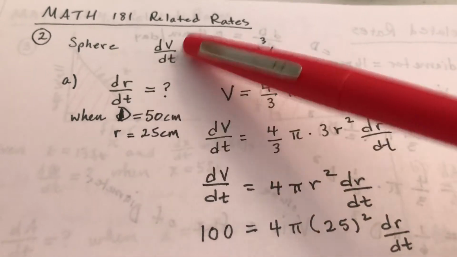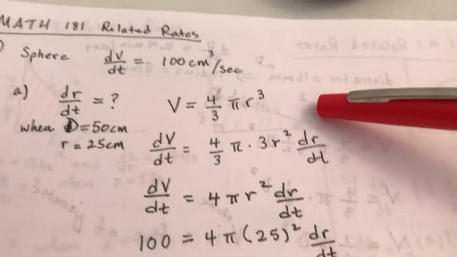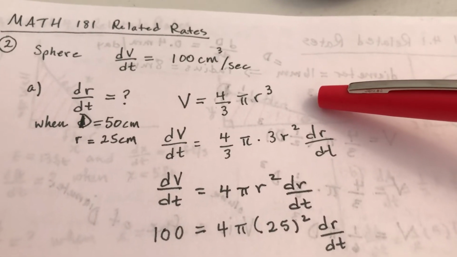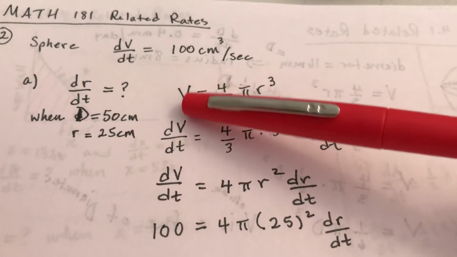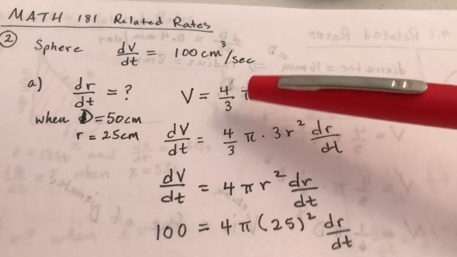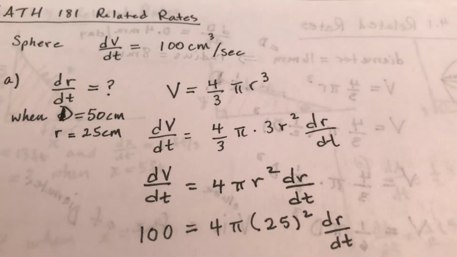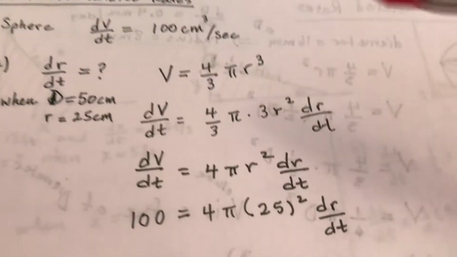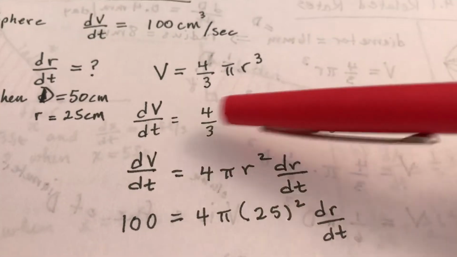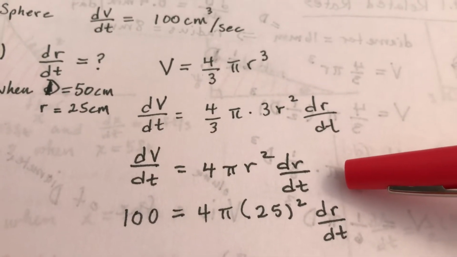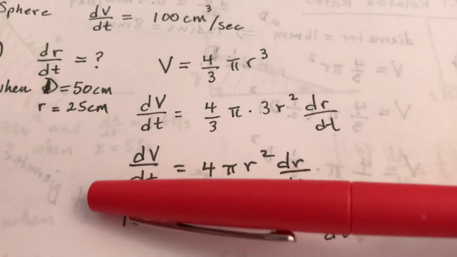So the relationship between V and r, I'm going to use the 4/3 pi r cubed this time, and take the derivative. Your dV/dt is equal to 4/3 pi as a constant times 3r squared dr/dt. And I cancel the 3's and I got 4 pi r squared dr/dt. And now there's the relationship.